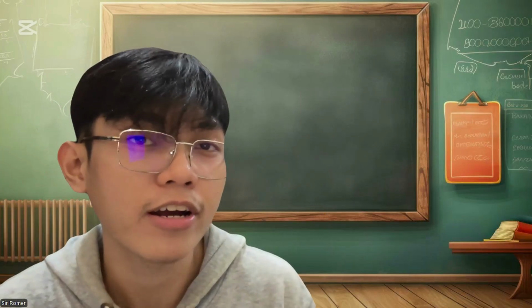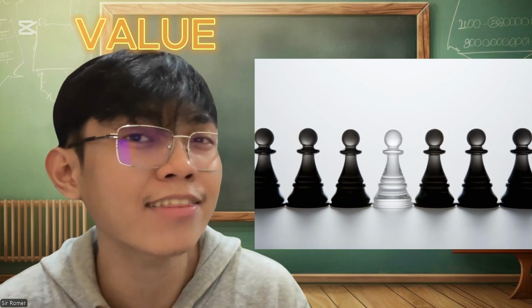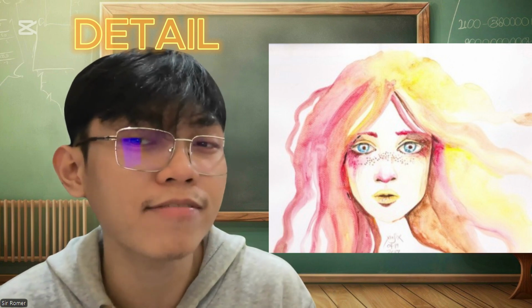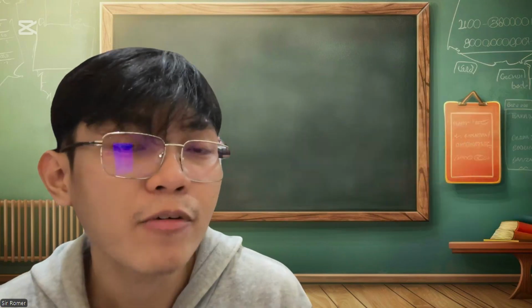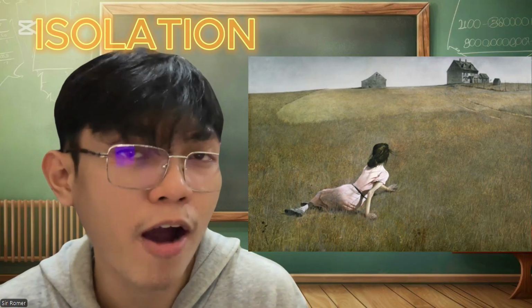4, color, a striking contrast in colors. 5, value, strong contrast of light and dark. 6, detail, the most detailed part of the artwork. 7, sizing, an object that is different from the rest. 8, direction, where directional lines converge. And isolation, a single object separated from the others.